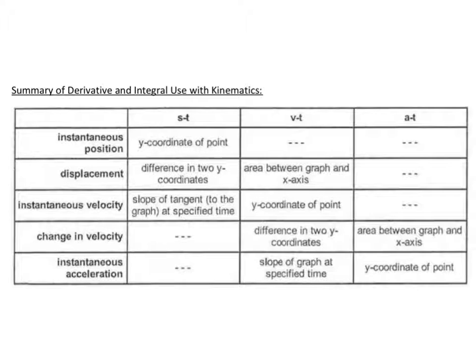If instead of the displacement, which is the change in position, I want the change in velocity, I can get it by looking at two different velocity coordinates and subtracting the two. Or I could do the integral of the acceleration, which is the area between the curve and the x-axis. And finally, if I want the instantaneous acceleration, I could take the slope of the velocity graph, which is shown here, or I could find the y-coordinate of the acceleration graph, and that'll give me the acceleration at that instant, at that moment.